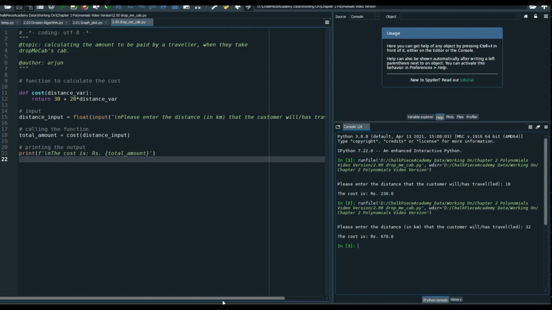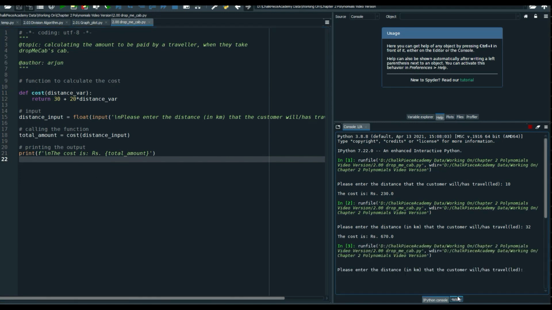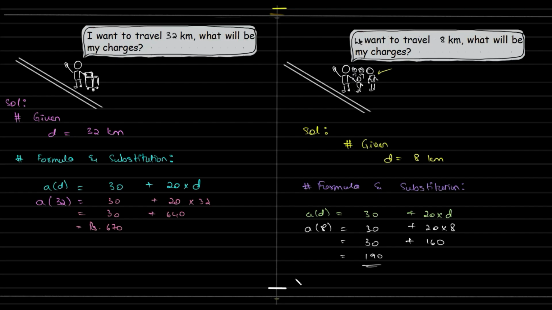So let's see if our code is going to get the same answer. So the people are traveling, I think it's 8 kilometers if I'm right, and it's 190. And yes, 8 kilometers, and it is 190. Okay, so what you just saw was an A to Z aspect of a particular scenario.